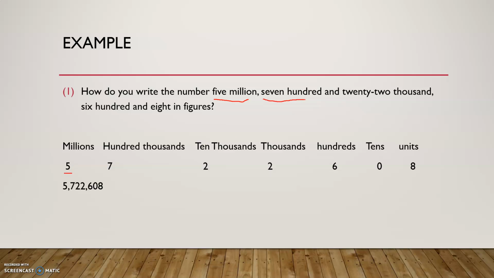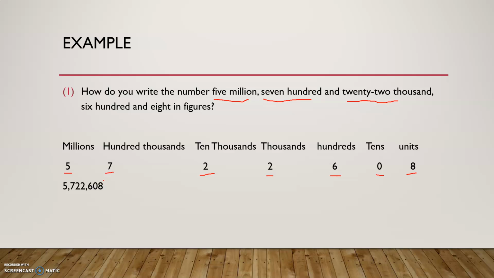Then we go 700. So we write 700 hundred thousands. Then we go 22,000s. So we write 20 ten thousands. And then 2,000. So we write 2 thousands. And then we go 600. So we write 6 hundreds. And then we go 8. So we haven't got any tens. So we put 0 and then 8 under units. So this is our figure in digits.